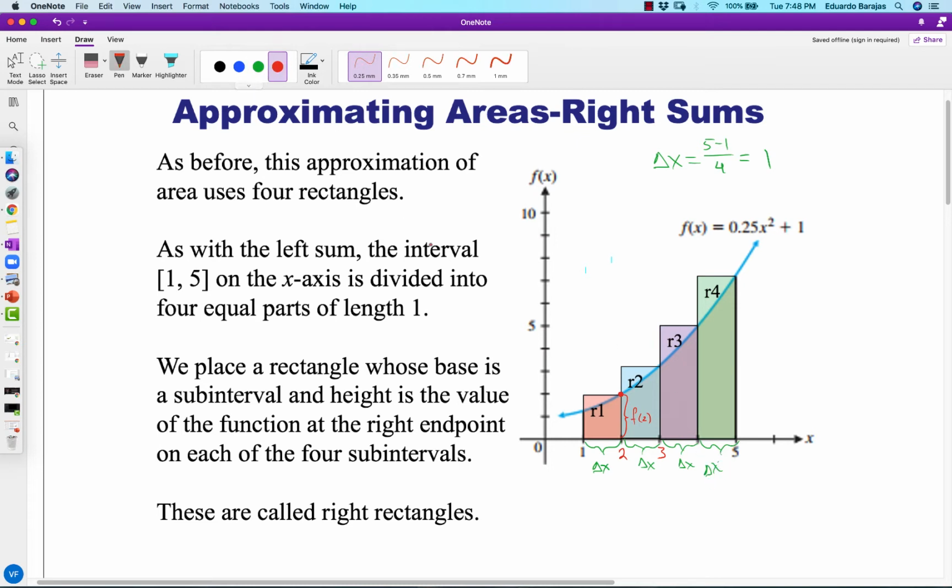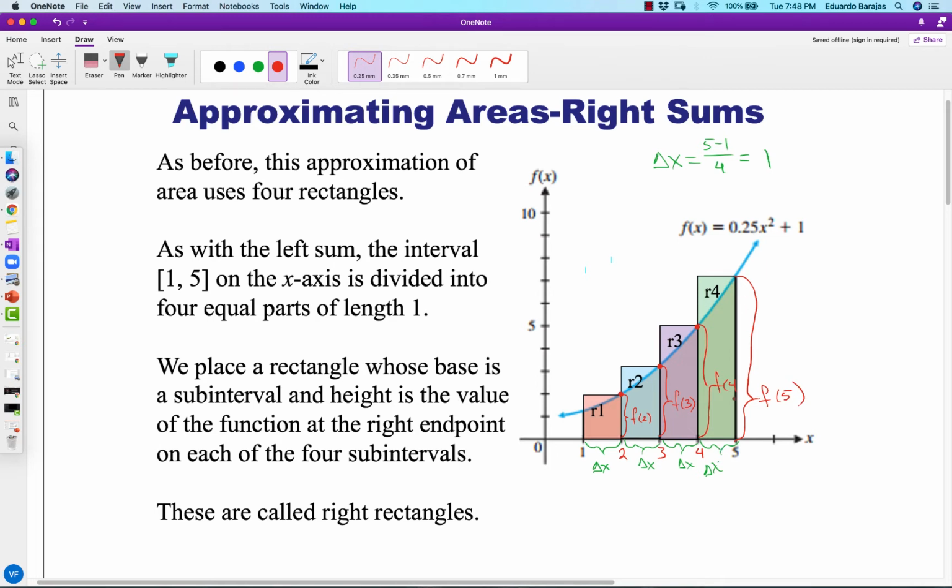Good. Okay, so then that means that the height of the second rectangle will be determined by evaluating our function at 3. So the height is f of 3. For the third rectangle, its height will be determined by using 4. So this height from there to there would be f of 4. And finally, from there to there, we establish the height of the last rectangle.